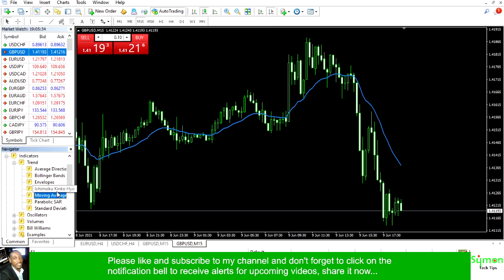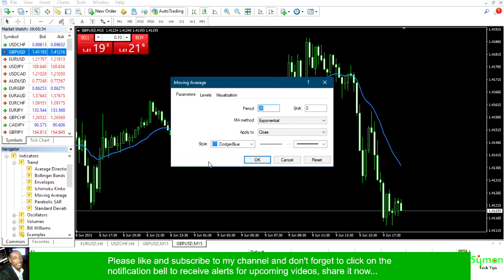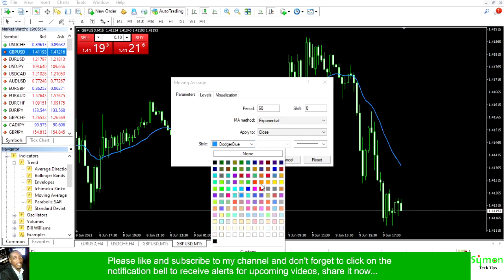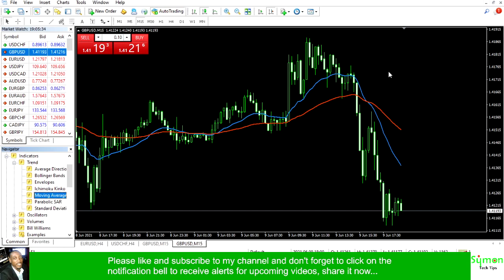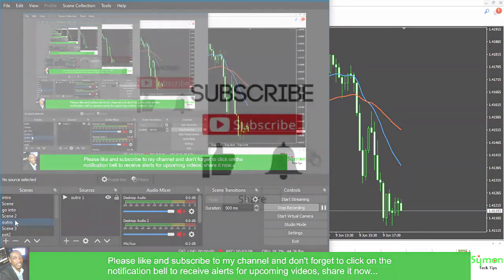We'll add a second one so that we can get a crossover of the two moving averages. This one will change the period to 60. We'll maintain the exponential MA method, and we're going to change the color to something visible, orange red. Okay, so basically this is a very simple strategy, and this is how the strategy goes.